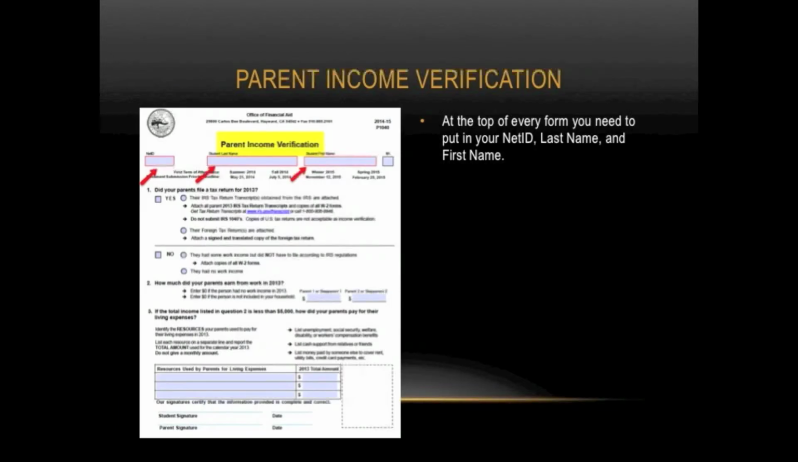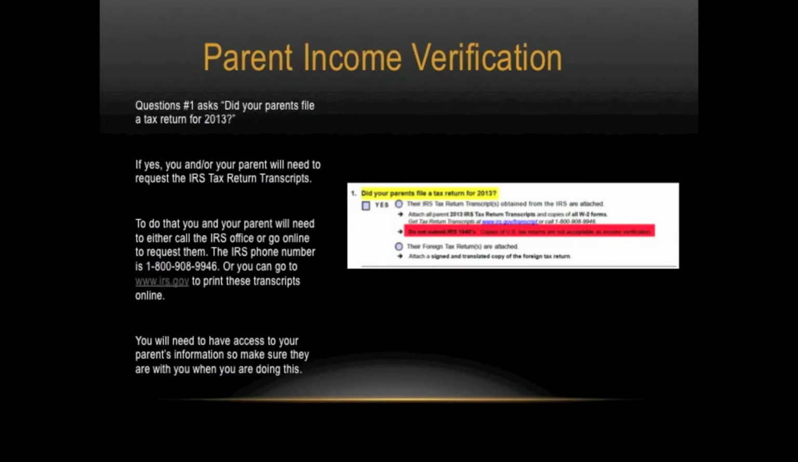Once you have opened the form, you can begin to complete it. At the top, you must enter your NetID, last name, and first name. Question number 1 asks, did your parents file a tax return for 2013? If yes, you and/or your parent will need to request the IRS tax return transcripts. The IRS tax transcripts are official forms from the IRS office. They are not copies of your parents' 1040 tax forms.